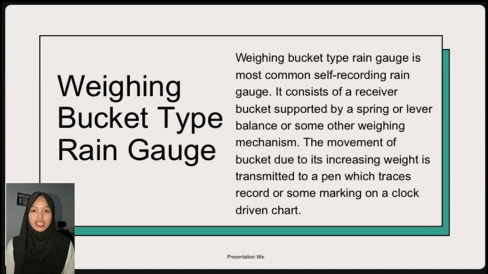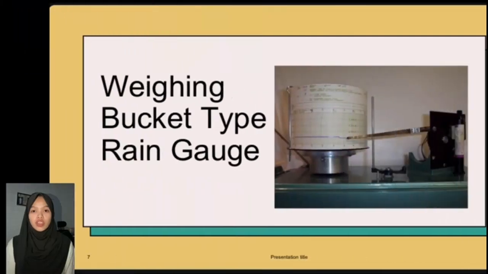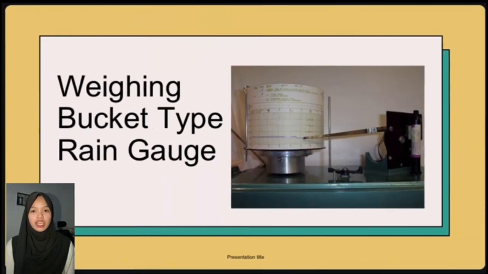This type of rain gauge is the most common self-recording rain gauge. It consists of a receiver bucket supported by a spring or lever balance or some other weighing mechanisms. The movement of the bucket, due to its increasing weight, is transmitted to a pen which traces a record or some marking on a clock-driven chart. So this figure is the weighing bucket type of rain gauge.